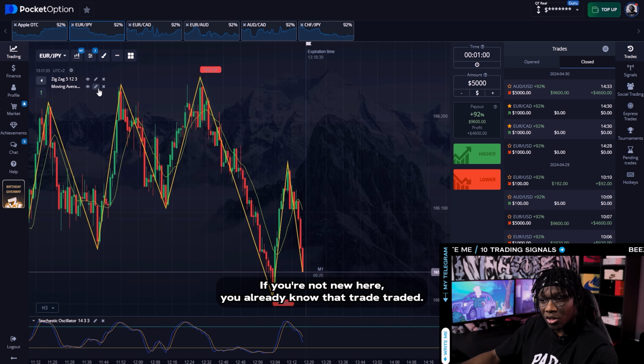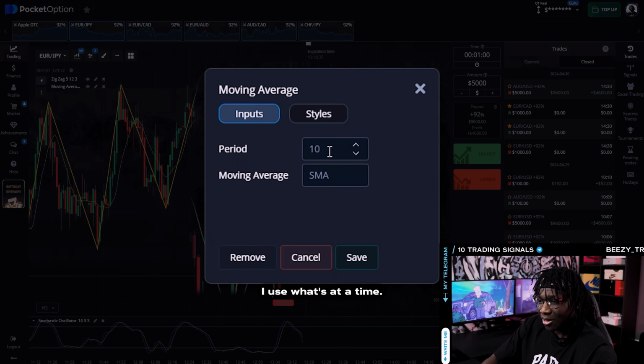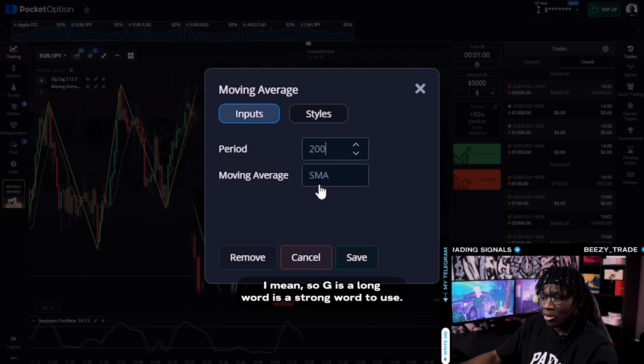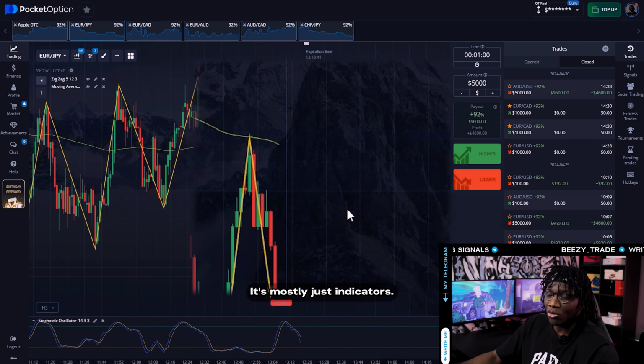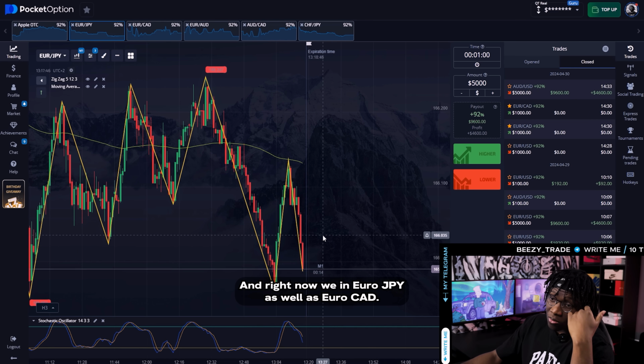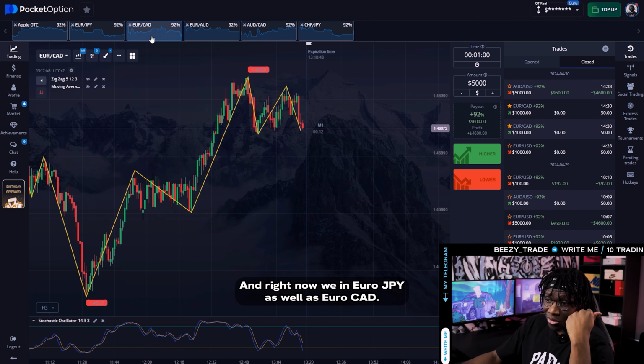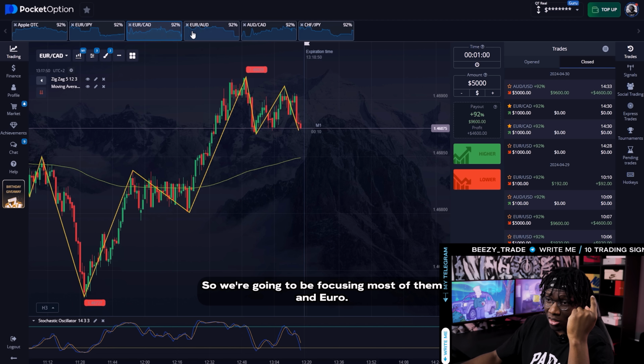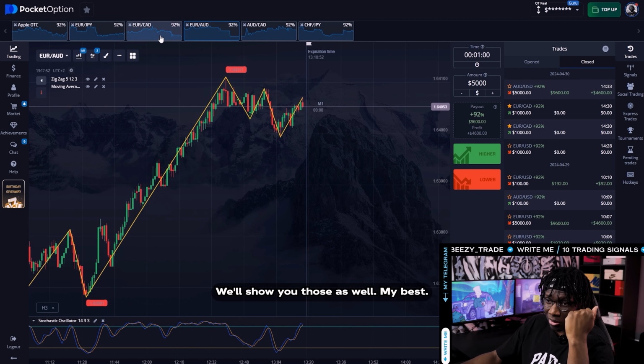If you're not new here, you already know that this is the strategy that I use most of the time. I mean, strategy is a strong word to use. It's mostly just indicators. And right now we're in Euro JPY as well as Euro CAD. So we're gonna be focusing mostly on that, and Euro Australian dollars as well, my bad.